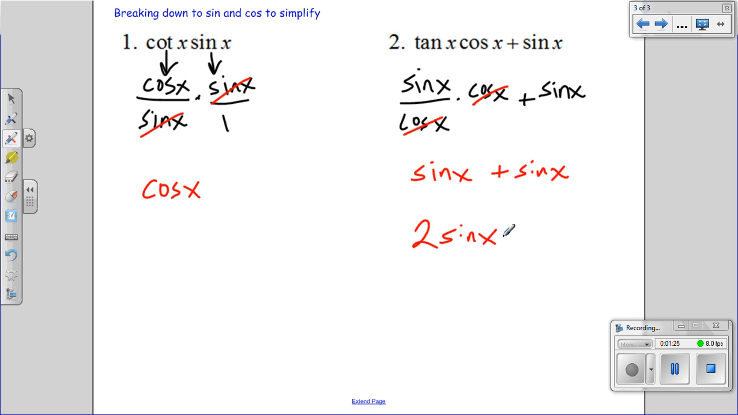Okay, so again, that's a simple breakdown of how to use sine and cosine and relate other trig functions in that regard.